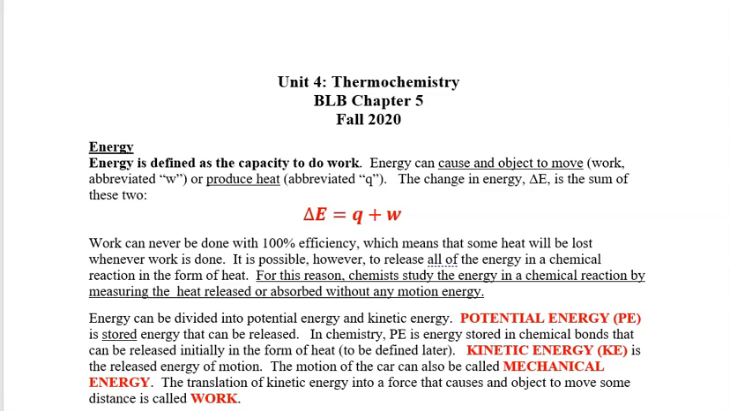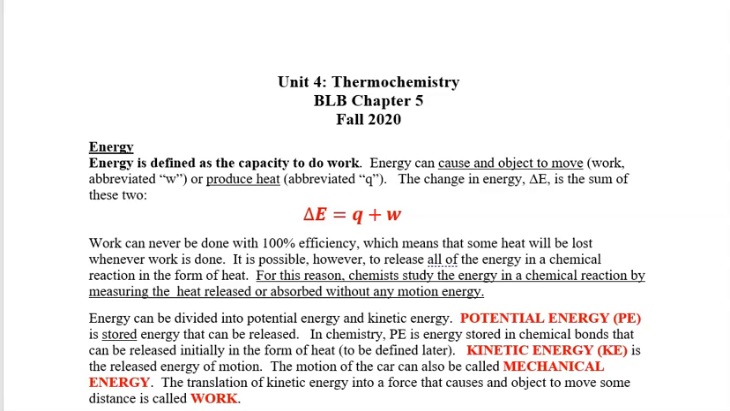Work can never be done with 100% efficiency, which means that some heat will be lost whenever work is done. It is possible, however, to release all of the energy in a chemical reaction in the form of heat. For this reason, chemists study the energy in chemical reactions by measuring the heat released or absorbed without any motion. So if they can eliminate any movement of anything, which constitutes work, then all of the energy will be in the form of heat. And since we have a way to measure heat, and we're going to talk about that in this unit, they can know how much energy is coming out of a chemical reaction.